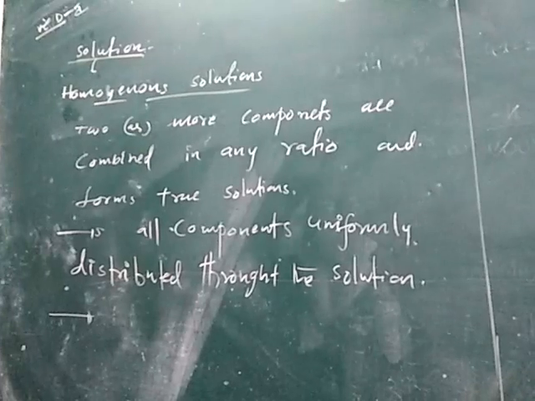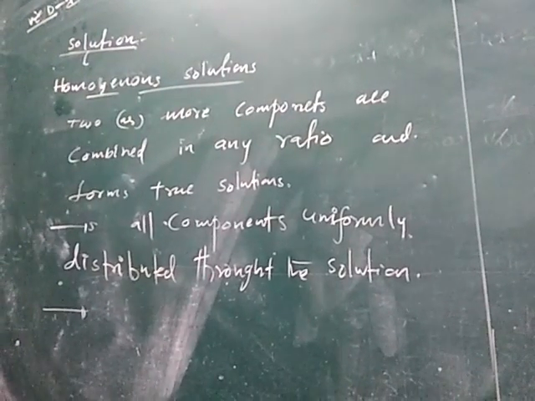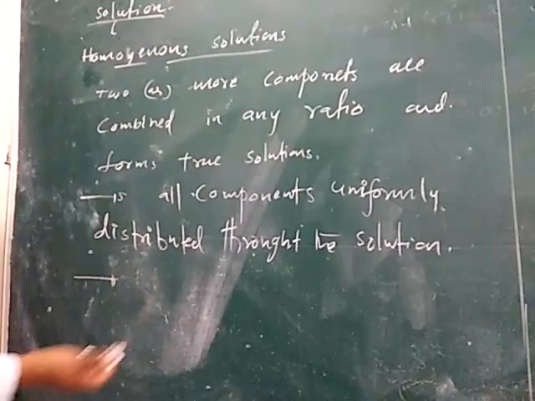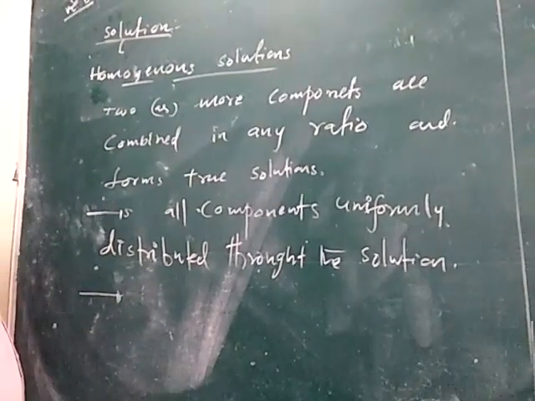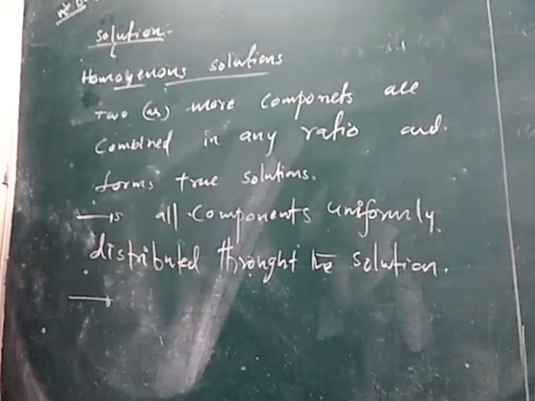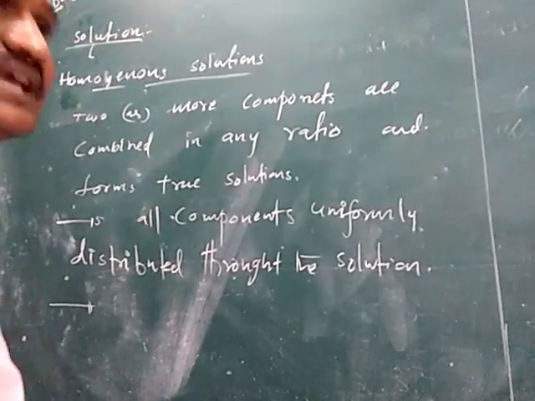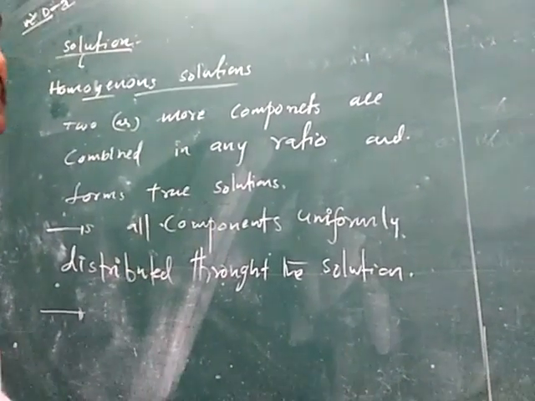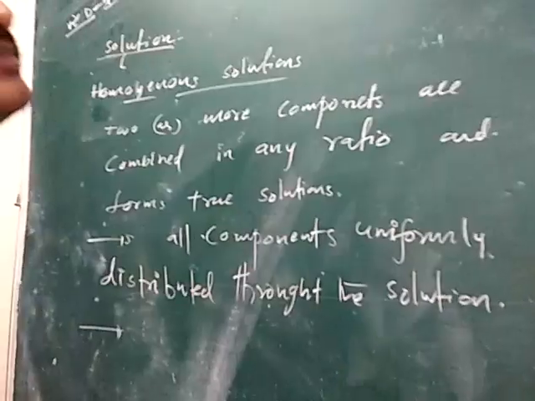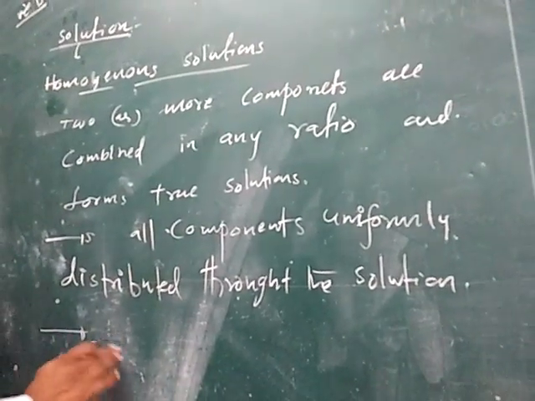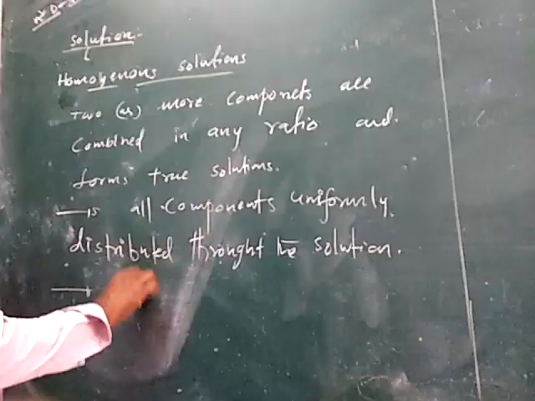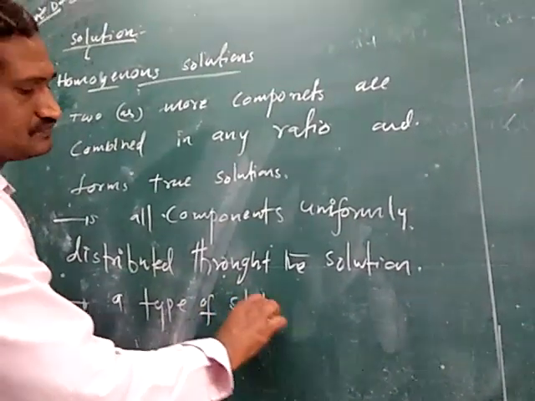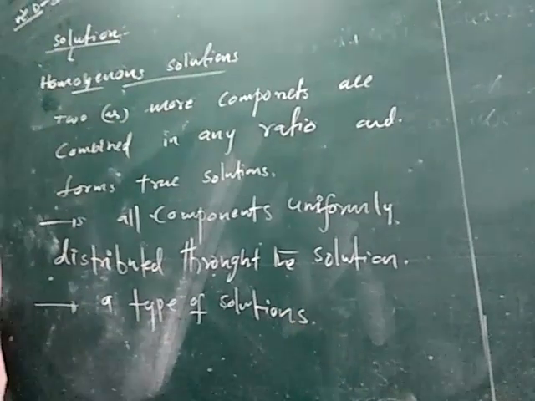Now, in this lesson we will discuss that solutions are of many types. There are 9 types of solutions: solid solutions, liquid solutions, and gaseous solutions. These three are again classified into three types each, so overall 9 types of solutions. We will discuss the 9 types of solutions.